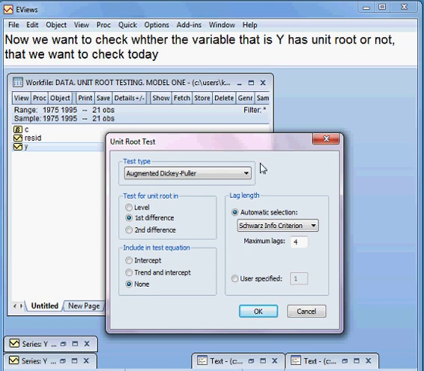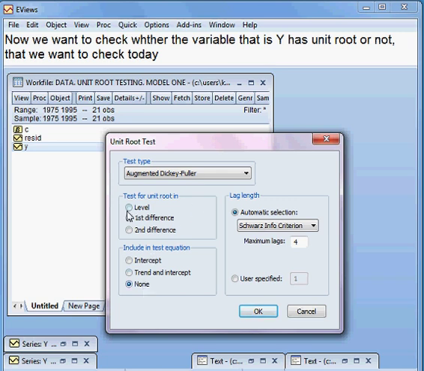Then we come here. Actually the augmented Dickey-Fuller test has three models. Model number 1 has intercept, model number 2 has trend and intercept, and model number 3 is none, meaning there is no constant and no trend. All three must be satisfied to take a decision.